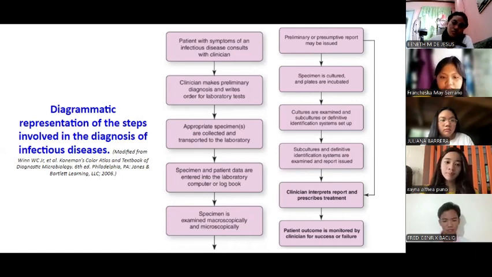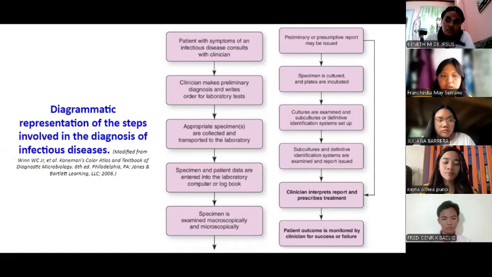After that, magkakaroon na ng definitive identification of systems and pupunta na rin siya sa step na kung saan i-interpret ng clinician and gagawa ng prescription for the treatment. After that, if may treatment na yung patient, that patient will be monitored and evaluated if ang binigay na treatment ng clinician is a failure or effective.